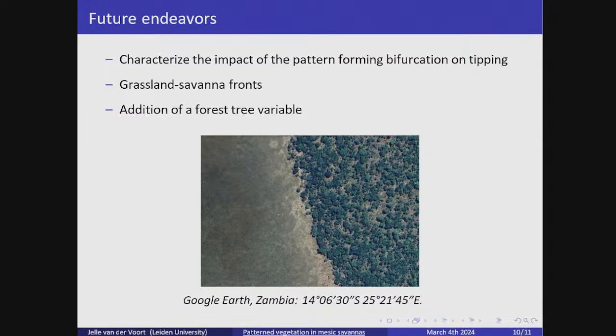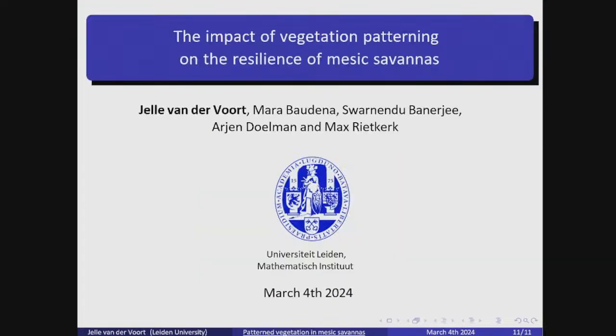So what do we still want to do? We have now found two possible explanations, but we don't know yet what will happen when. So we're still trying to figure that out in our model. We also still want to look at the more clear boundary between grassland and savanna and look into the boundary dynamics there. And as a last step, we would like to add the forestry variable so that we can also go into the humid savanna section.